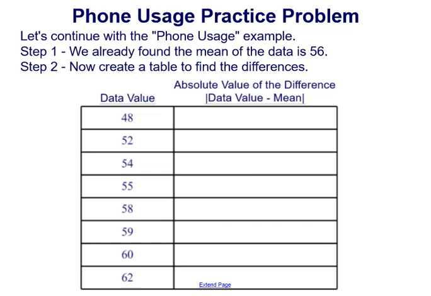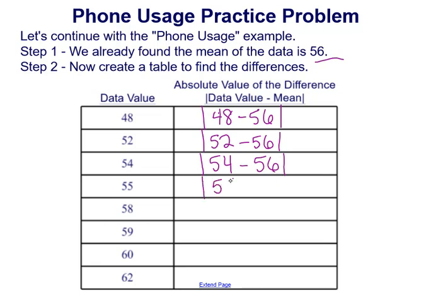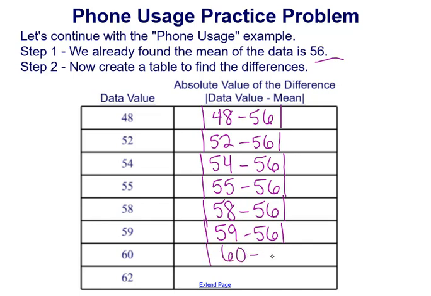So let's continue to use that phone usage example and calculate the mean absolute deviation. We have each data point. We've already found the mean, remember that was 56. Now the second step is to find the differences of each data value and the mean, using the absolute value of the data value minus the mean. So the first data value of 48, we would do the absolute value of 48 minus 56. Then the absolute value of 52 minus 56, 54 minus 56, 55 minus 56, 58 minus 56, 59 minus 56, 60 minus 56, and 62 minus 56.